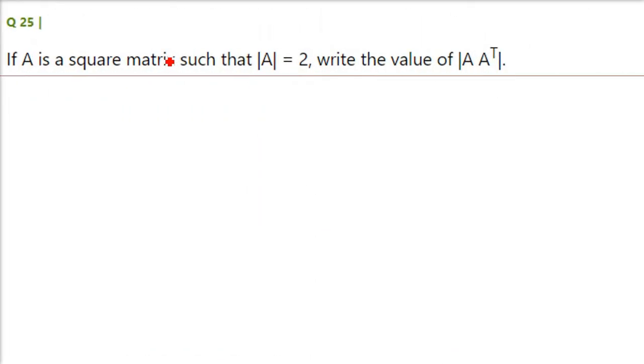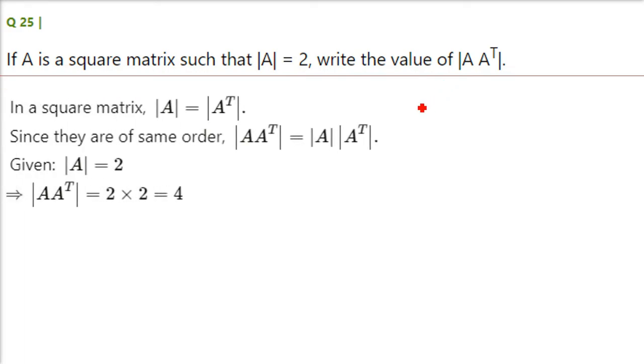If A is a square matrix such that determinant of A is equal to 2, write the value of determinant of A into A transpose. In a square matrix, the determinant won't change when you take the transpose. So for A dot A transpose, because the orders are the same, you can just write it as determinant of A and determinant of A transpose. I told you the determinant of AB will be equal to determinant of A multiplied by determinant of B.